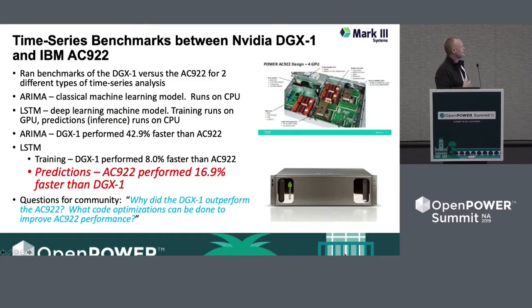It worked out pretty well. All right, so some of the benchmarks that we've done. I did some recent benchmarking between DGX1 and our AC922s that were in the lab using time series data. This was strictly, it wasn't a matter of making super great predictions versus not. It was a matter of how does the DGX run against the AC922.